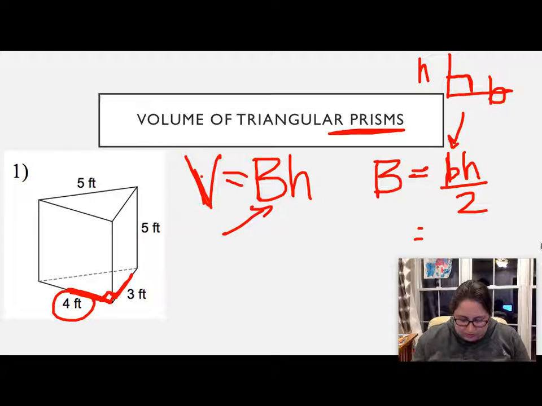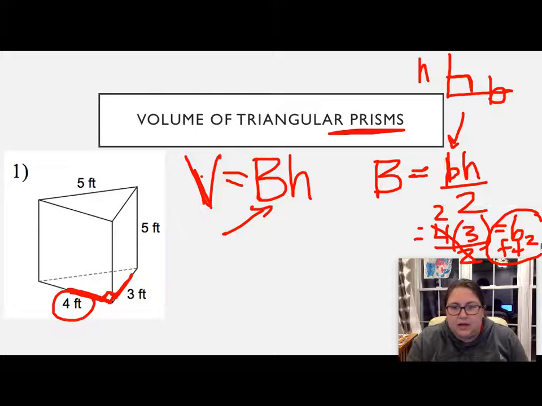So I can just do 4 times 3 divided by 2. Those 2's will cancel there. So I know I've got a base area of 6 feet squared. Now this is base area there. It's not base volume because it's just flat. Basically what we've done is painted that triangle. We haven't done anything else yet.